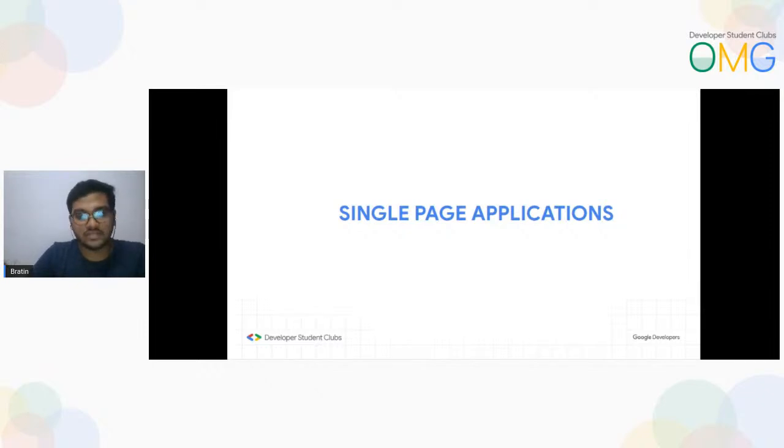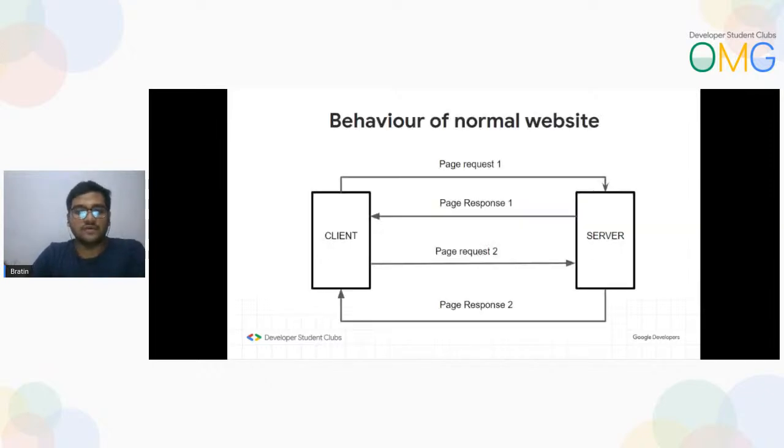We'll first look at what single page applications are. Here is the normal behavior of a website, how it actually works. We have a client and we have a server. Whenever a user in the browser types in the address bar, let's say, www.example.com, a page request is fired and goes to the server. The server interprets that and sends the markup for that specific page to the client. The client renders that markup and then renders the UI based on it.